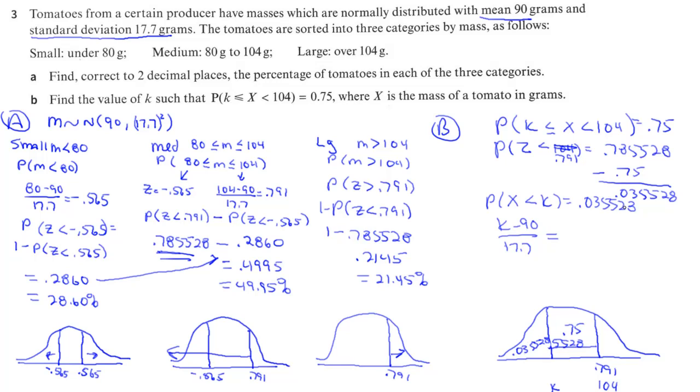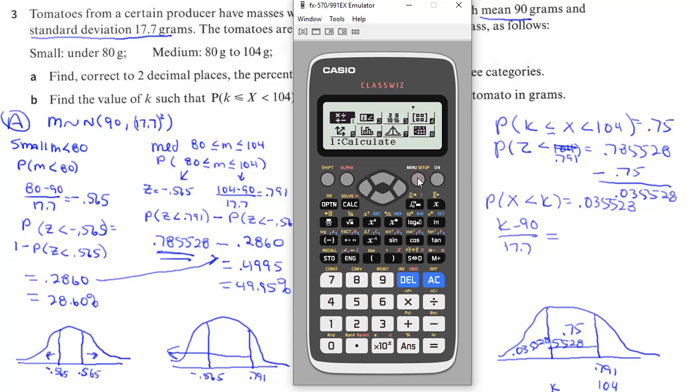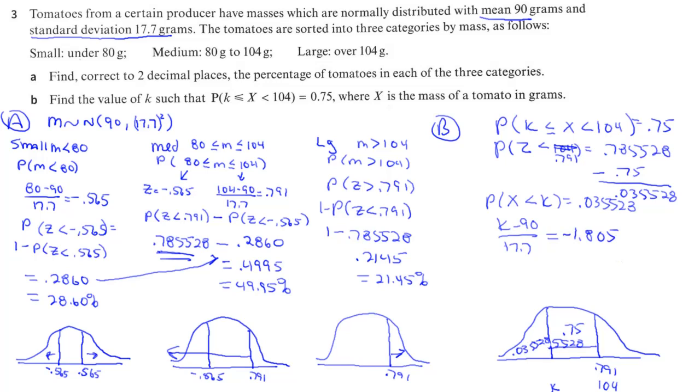The first part I use the z formula. The next part I'm going to use my calculator, inverse normal. I'm going to plug in the area, 0.035228, and I find out that the z-score that matches up with that area is negative 1.805. And see, now all I got to do is solve for k, and I find out that it's going to be 58.05 or 58.1. All right, that's all for that one.